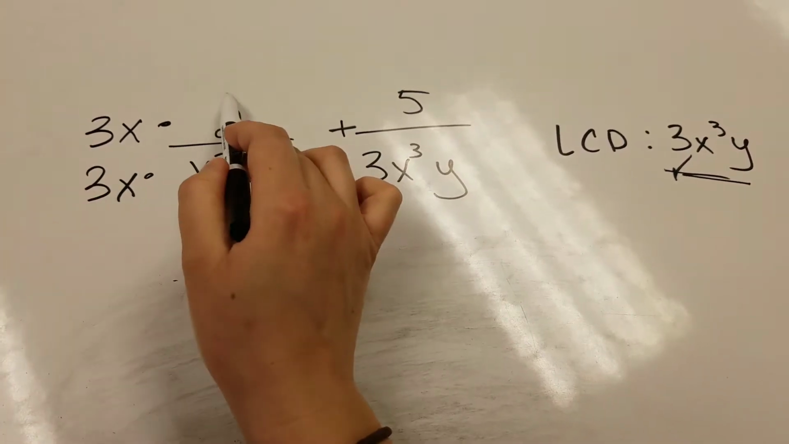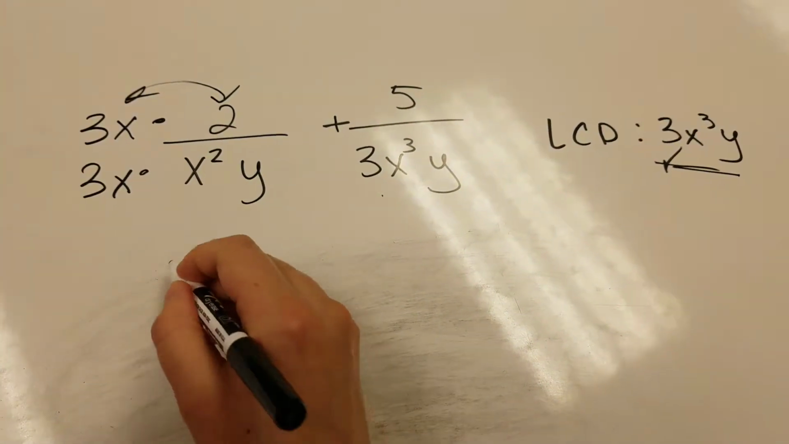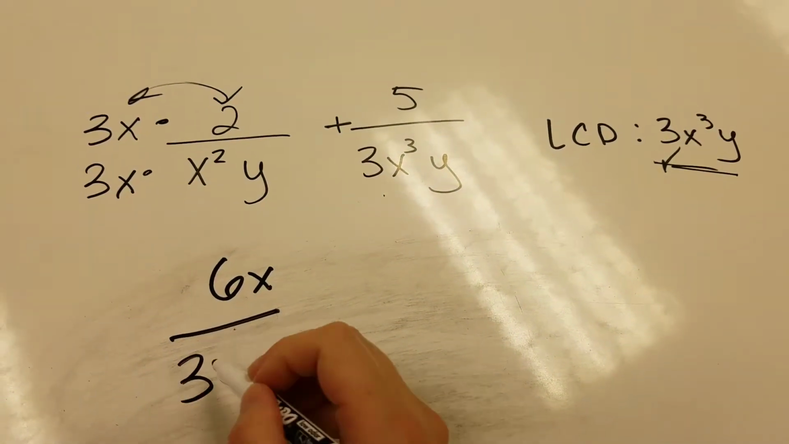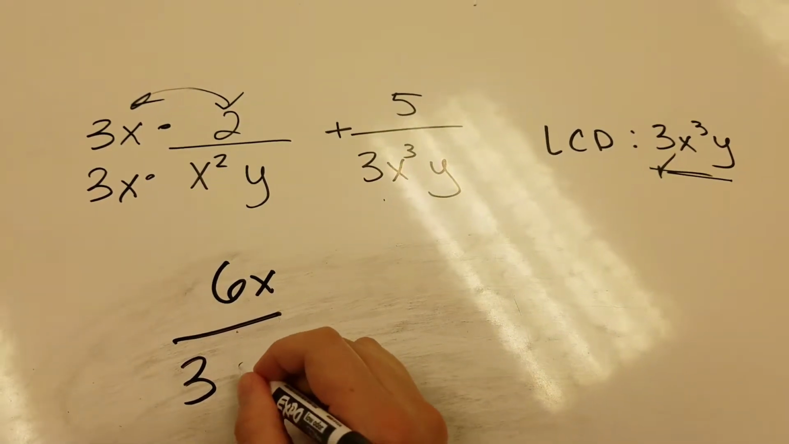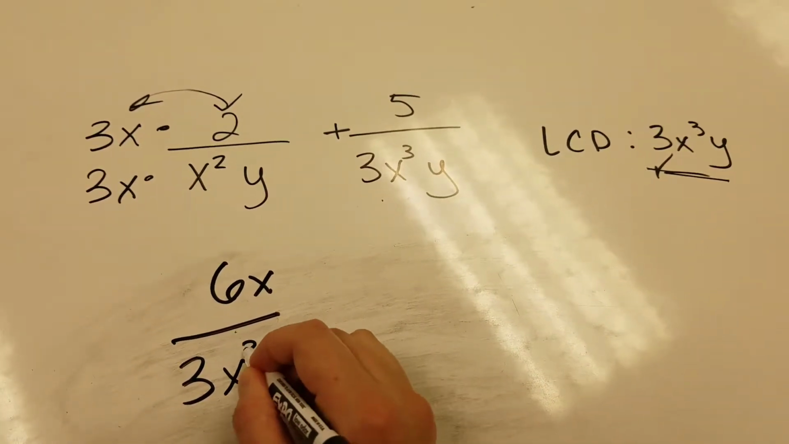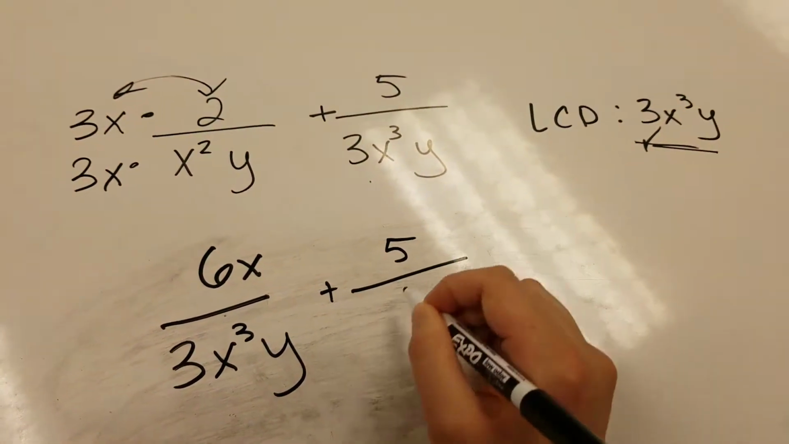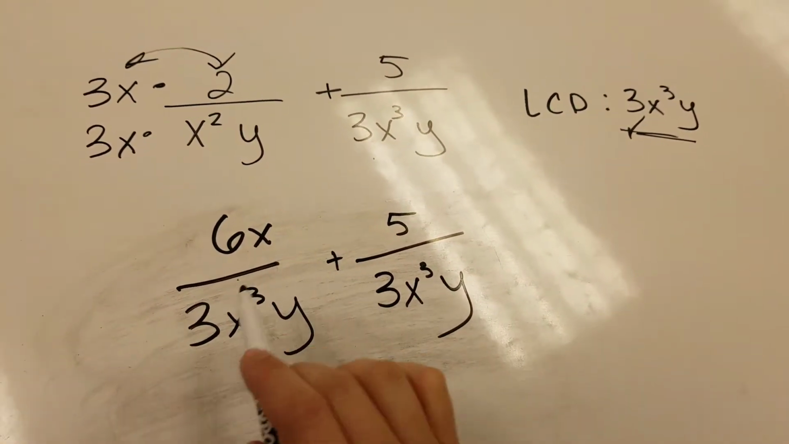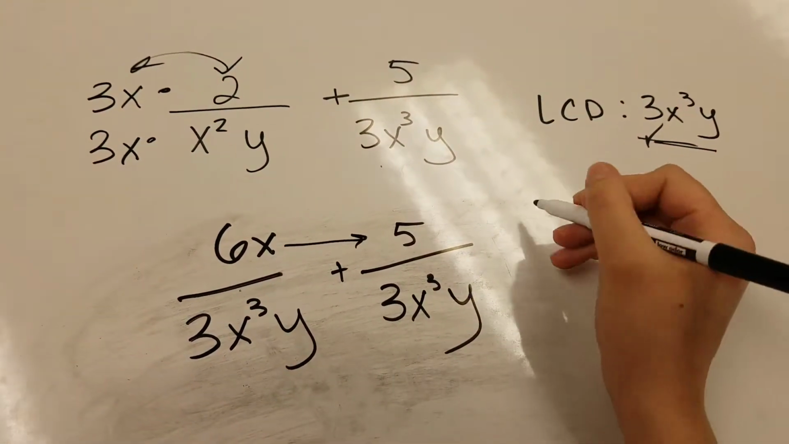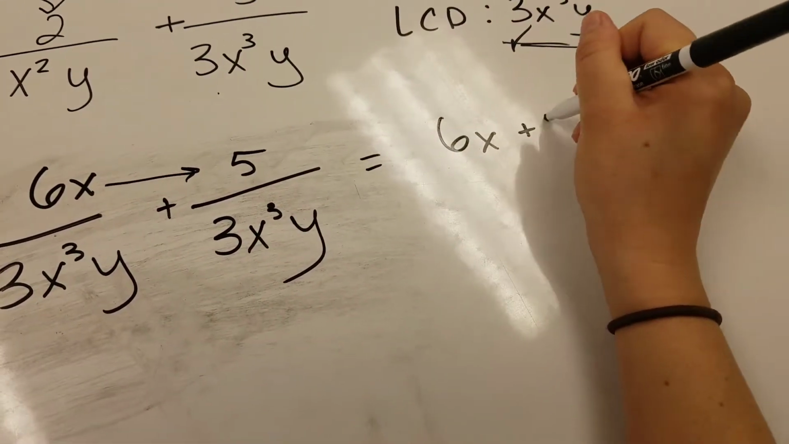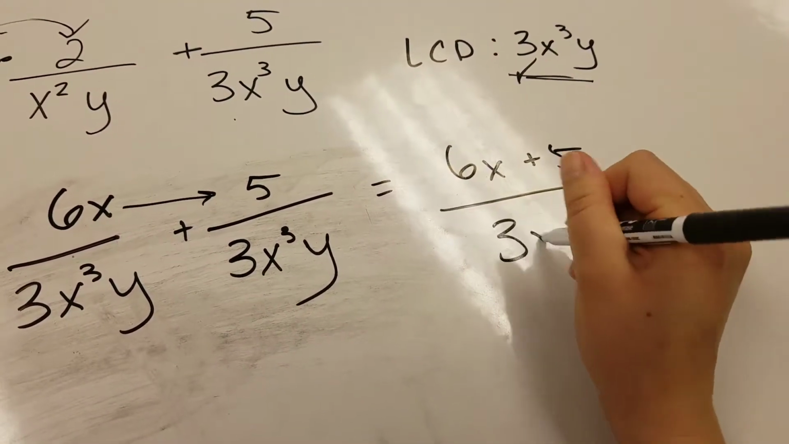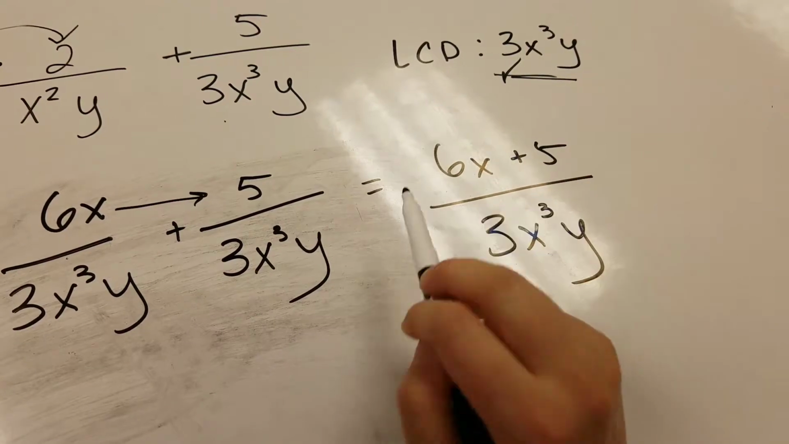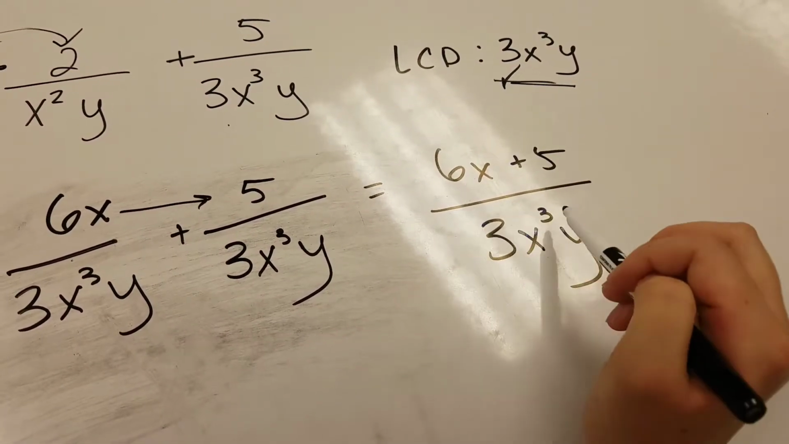Now we multiply these things together. 2 times 3 is 6, and the x just follows, so we're left with 6x. 3x times x squared y is x cubed y. We just copy down the second one because we didn't have to do anything. Now our denominators match, so we add straight across for the top: 6x plus 5, over the denominator, which does not change, 3x cubed y. We don't have any common terms, so that would be the end answer.